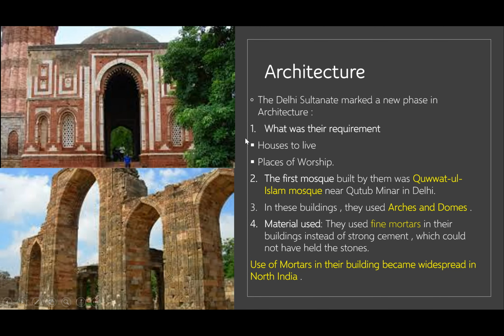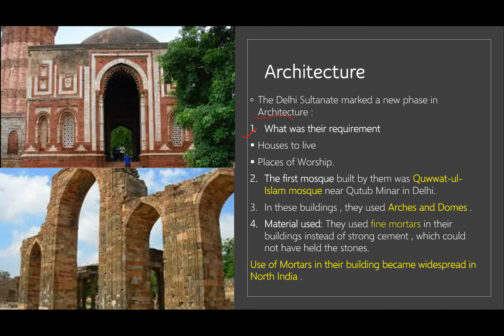Right. So the next thing is about architecture. Now, the Delhi Sultanate marked a new phase in the architecture. So this is an important line, but the idea is that what was their requirement? I mean, what did they want? They wanted houses to live in and places of worship. So whenever we talk about the architecture of the Delhi Sultanate, there are two things that they wanted: houses to live and places of worship.